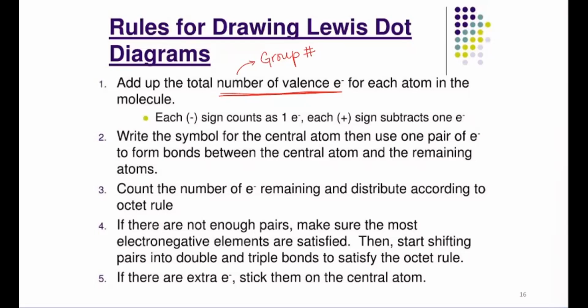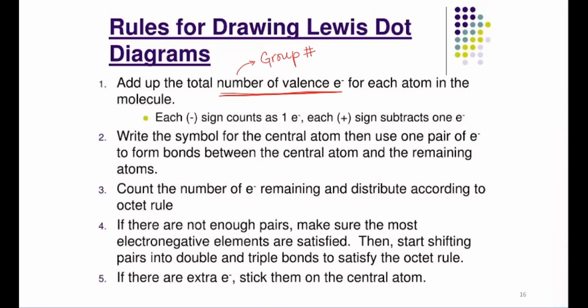There's some exceptions to the rules, but I will outline them as we go through this. And then, as you can see, you're going to use a pair of electrons to form bonds between the central atoms and then remaining atoms. This is what I like to call the skeletal structure. And ideally, because there is a particular rule that we need to follow, which is called the Octet Rule, we need to make sure that we just bond the atoms to the central one, okay?